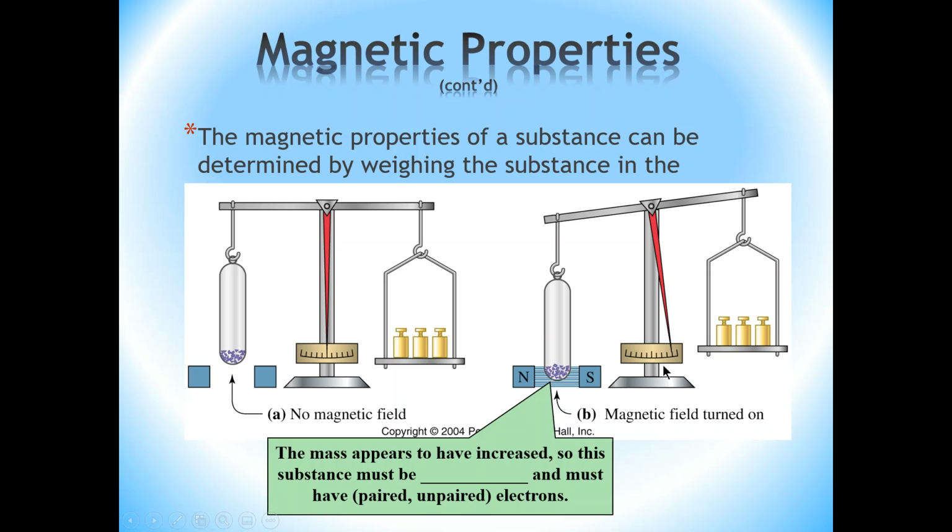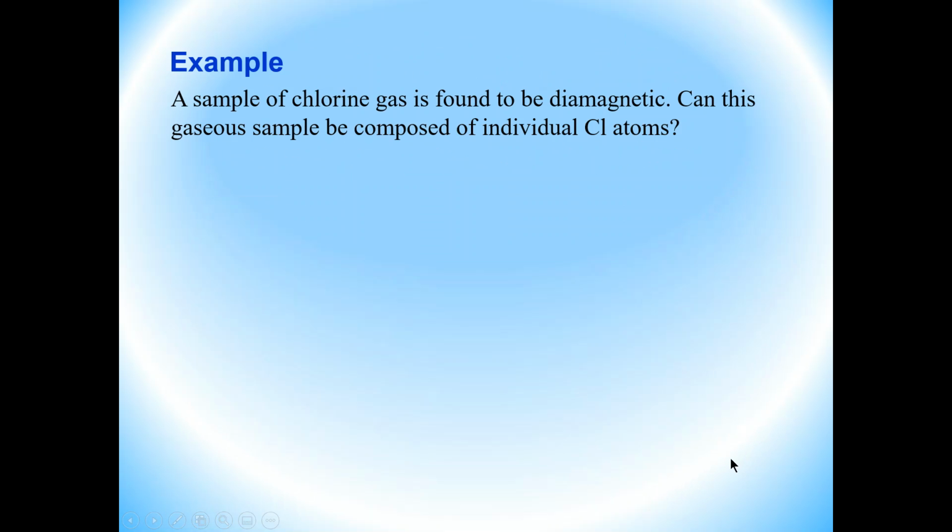By virtue of the fact that the mass reading has increased, that means that this substance must have unpaired electrons and therefore must be paramagnetic, all right? So that's basically how we determine whether or not a substance is paramagnetic. And that is due to the fact that in the electronic configuration of the substance, it has unpaired electrons in it.